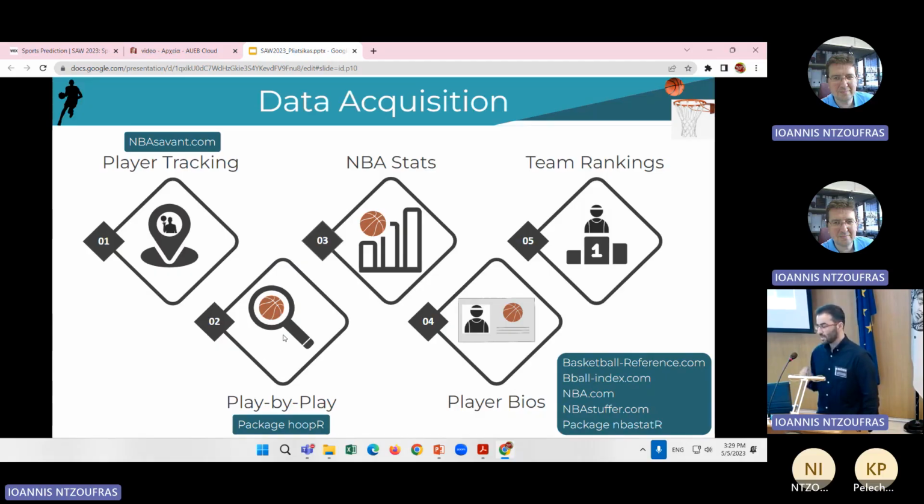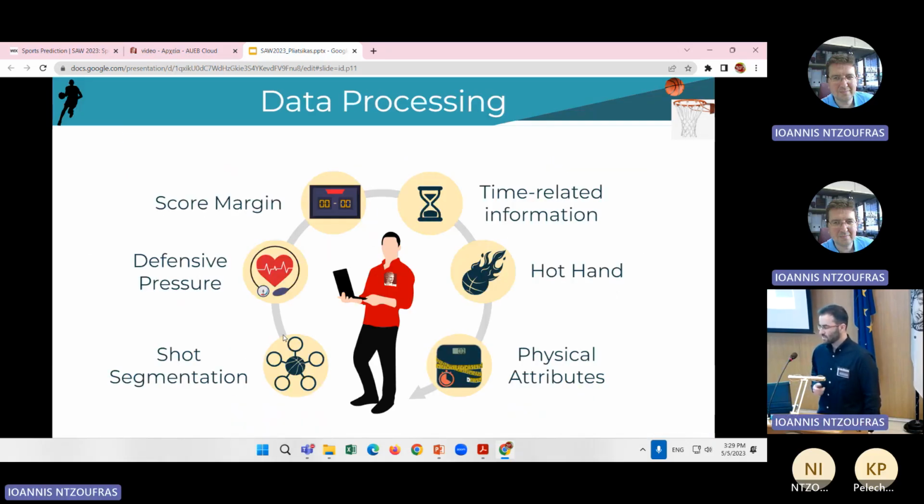Assuming that shot success can be affected by many factors, we also included play-by-play data from the hoopR package, along with a variety of features such as total and per-game stats, player bios, and team rankings. The latter three were acquired from multiple data sources like Basketball Reference, BBall Index, and NBA.com. For easier understanding, we divided the data processing into 6 major sections.